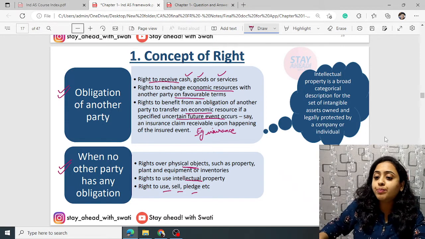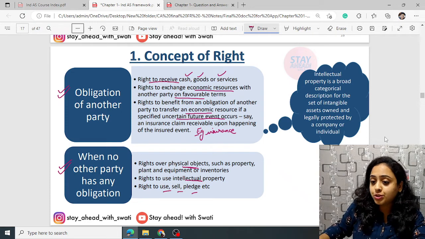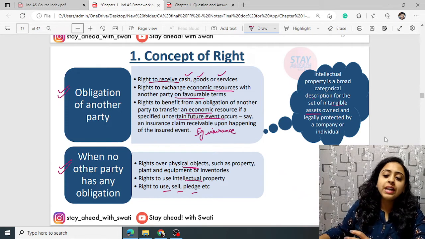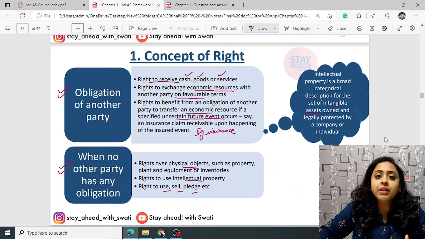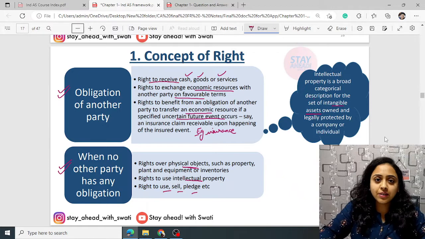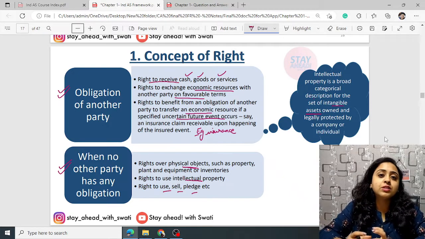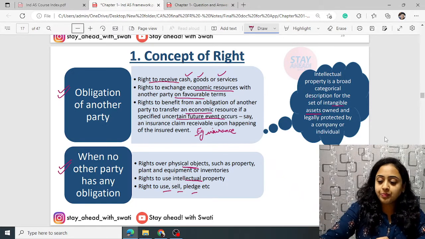Intellectual property is a broad categorical description for the set of intangible assets. These are intangible assets owned and legally protected by a company or individual. For example, you have taken copyright against any intangible asset. Okay, so this together is known as intellectual property.